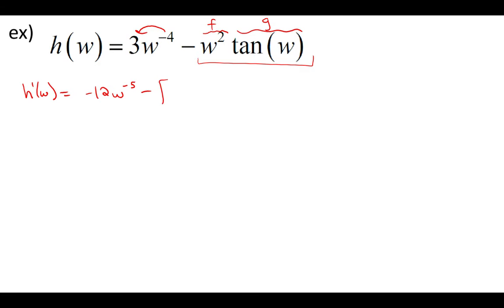So minus parenthesis, the derivative of w squared is 2w, tangent of w, plus w squared, derivative of tangent of w is secant squared w. We then need to distribute that negative symbol through. So negative 12. And since they gave us negative exponents, it's okay to write our answer with negative exponents. So minus 2w tan w minus w squared secant squared w.